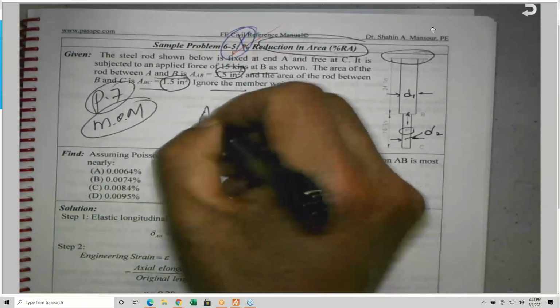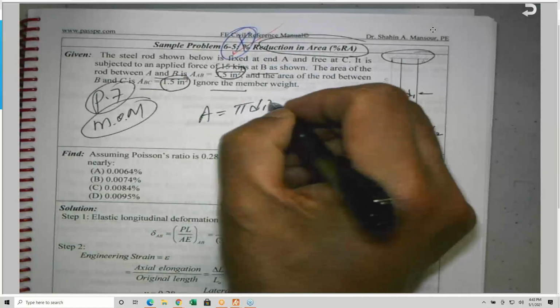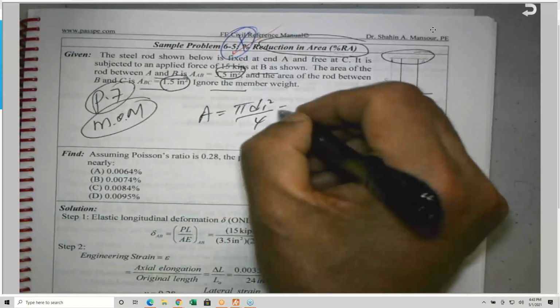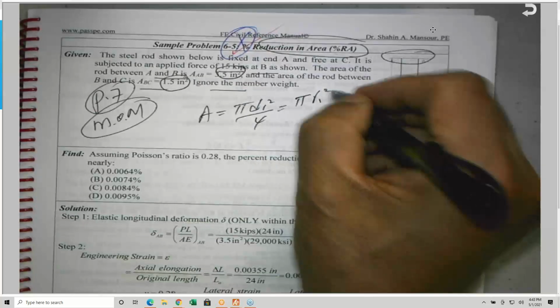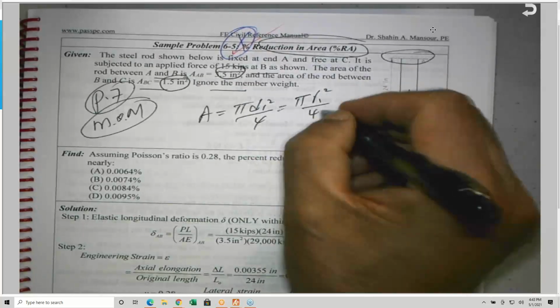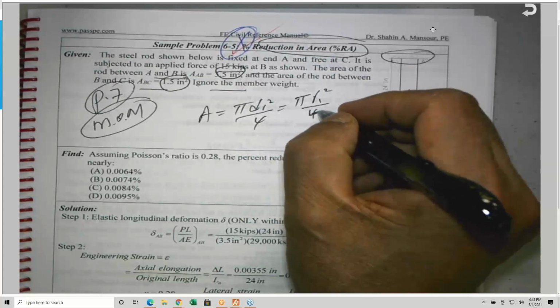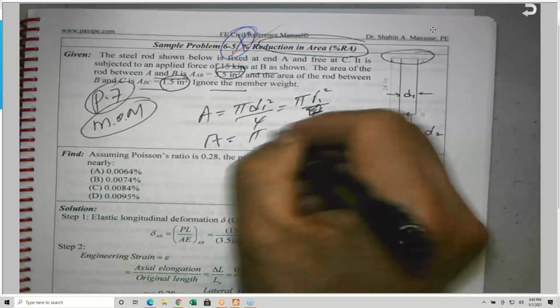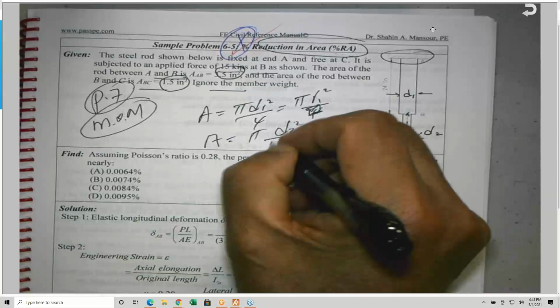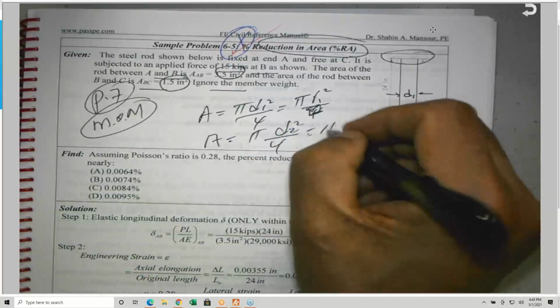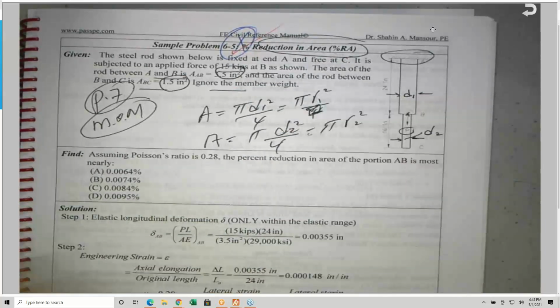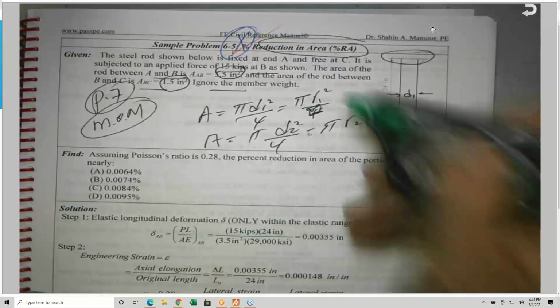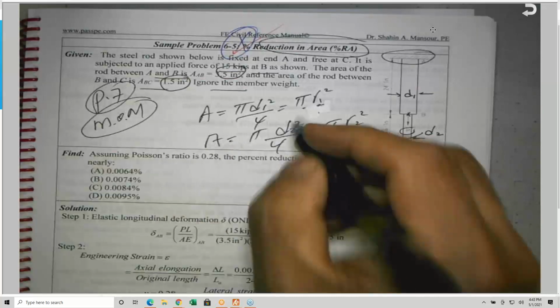All of us know the area is equal to pi D1 squared divided by 4, or pi R1 squared. Or the second is pi D2 squared over 4, if this is D2, or it is pi R2 squared. This is not 4 here, okay? So whatever dimension is given to you, either the radius or the diameter.